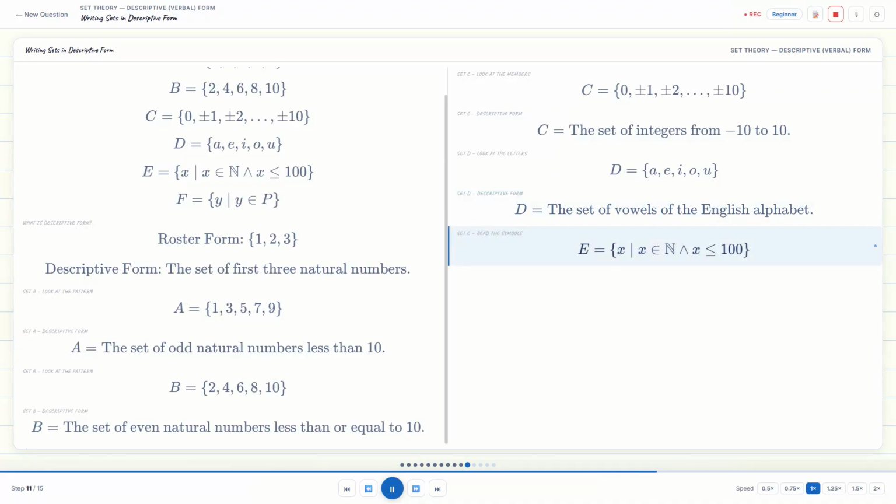Set E looks a bit different. It uses math symbols. Let me read it for you. E is the set of all x such that x belongs to natural numbers and x is less than or equal to 100. This is called set builder form.